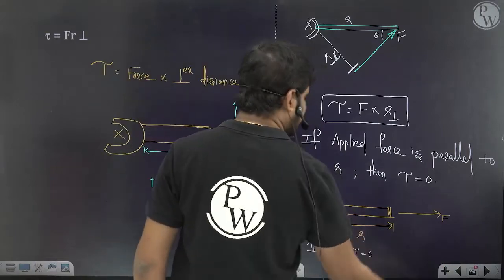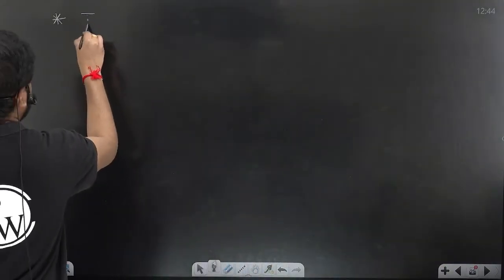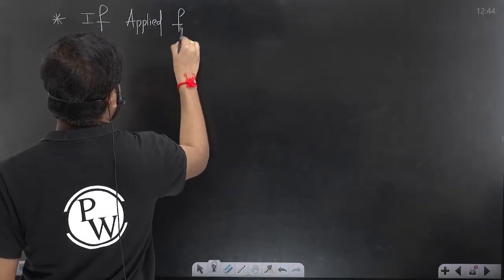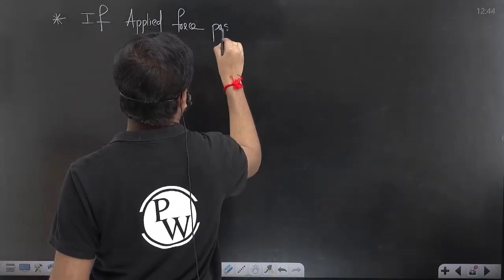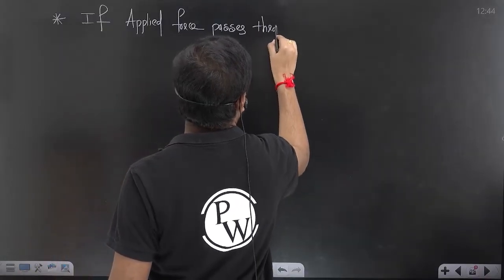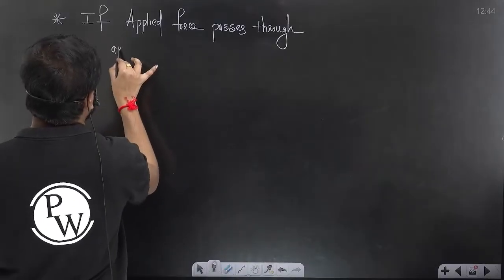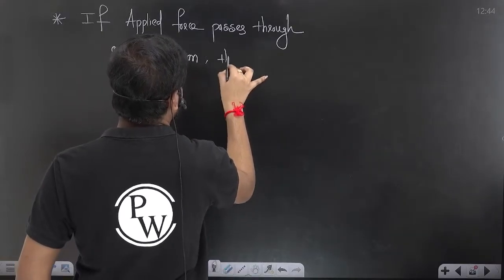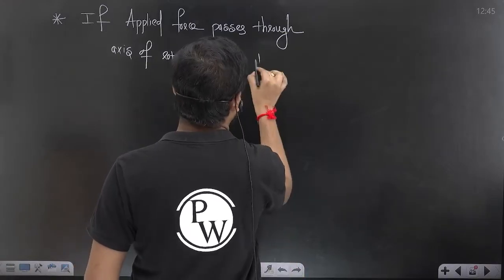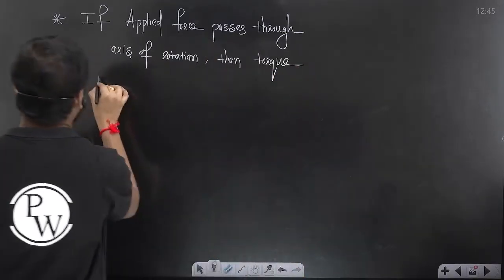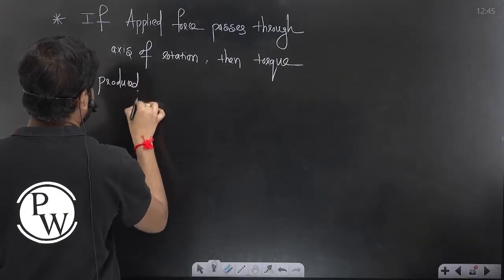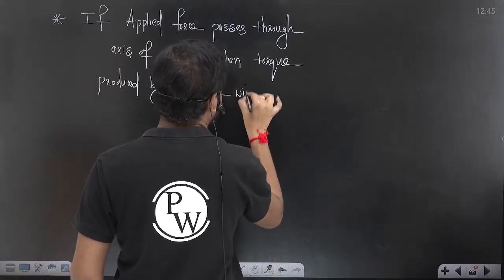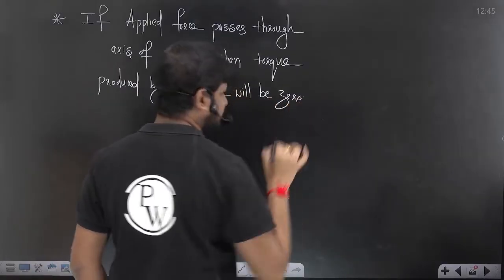The next important point: if the applied force passes through the axis of rotation, then the torque produced by that force will be 0, guys. Let me explain this concept. See here.